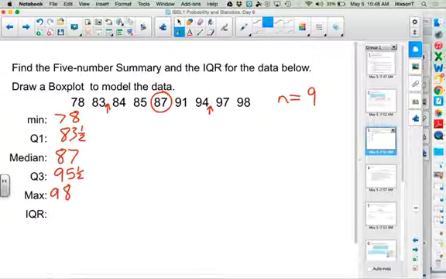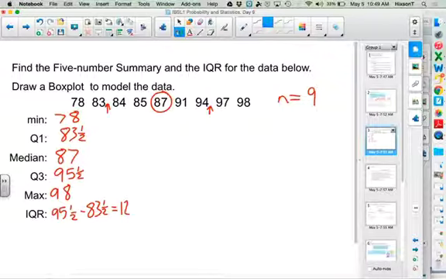What's our IQR, interquartile range? 12. We take the 95 and a half minus the 83 and a half, and we get 12. Alright, good.